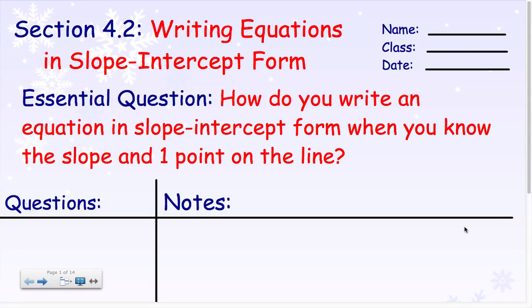Section 4.2, writing equations in slope-intercept form. Essential question: How do you write an equation in slope-intercept form when you know the slope and one point on the line?